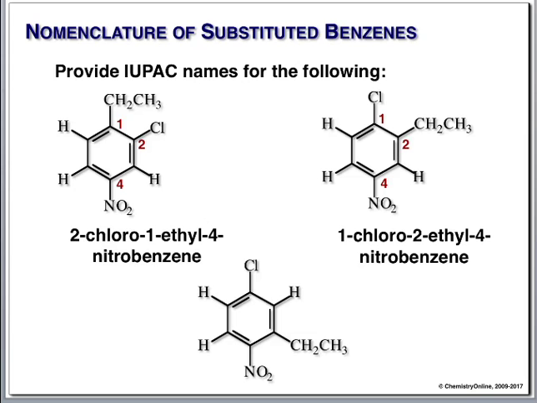And our last one here, we have a chlorine, an ethyl, and a nitro, just like before. But here we're going to have to generate our lowest number sequence. So we're going to have to start down here with the nitro group at carbon 1. That makes chlorine at 4. So this would be a 4-chloro, 2-ethyl, 1-nitrobenzene. Just remember the rule for the lowest number sequence. Then you arrange your name alphabetically, just like cyclohexanes.